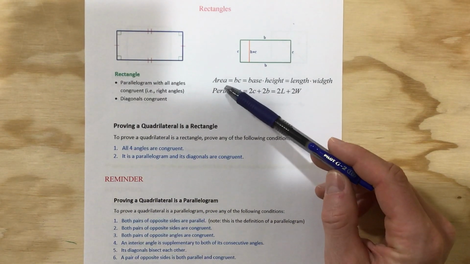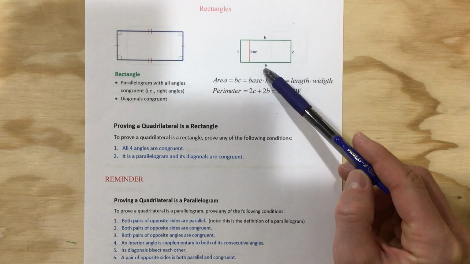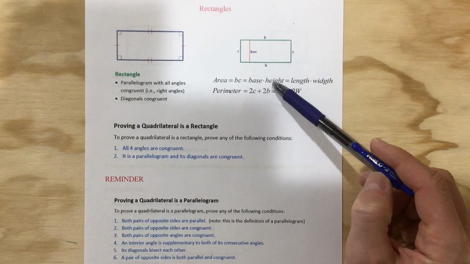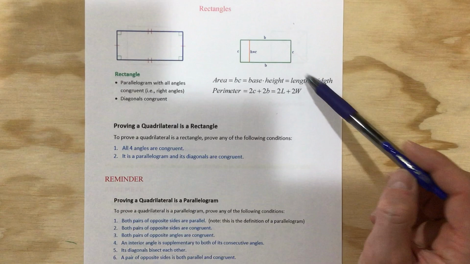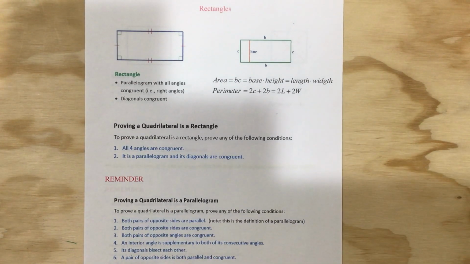The area of a rectangle is the same as a parallelogram. It's just base times height. In this picture, it's b times c. Base times height. Now, usually we say length times width, length and width. But really, it's just base and height because a rectangle is a parallelogram, and the parallelogram area formula is base times height, so that's what it has to be.